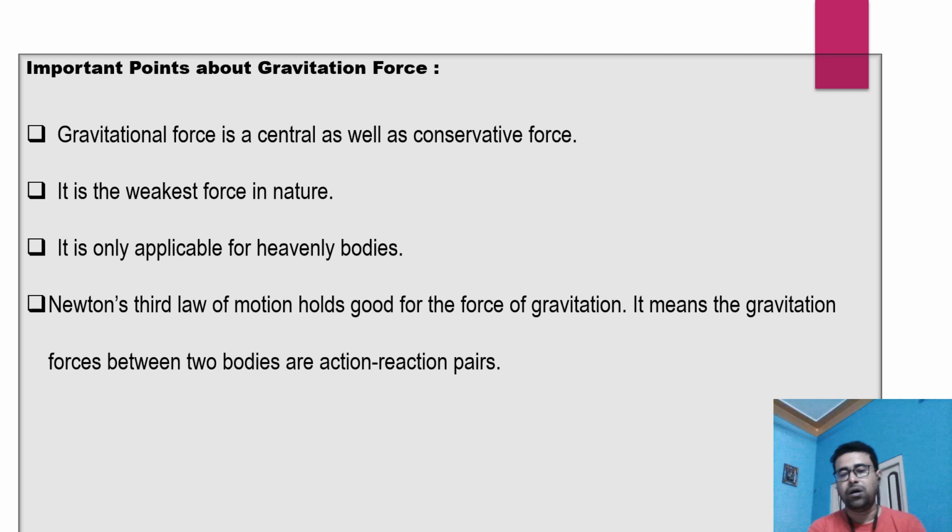Newton's third law also holds good for gravitational force, and it is an action-reaction force. Another thing you have to remember is that gravitational force is always attractive in nature. Why is that? Because mass cannot be negative. So gravitational force is always attractive in nature.